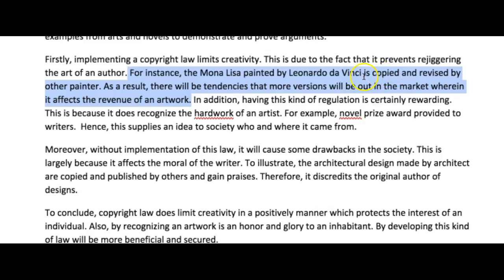So you're saying it is copied, and then you're saying there will be tendencies. So that's the problem here, is the tense. So let's see. It's copied and revised by. As a result, there are more versions out in the market, which affects the value of the artwork. Okay, let's keep it specific and let's keep the tenses coherent.